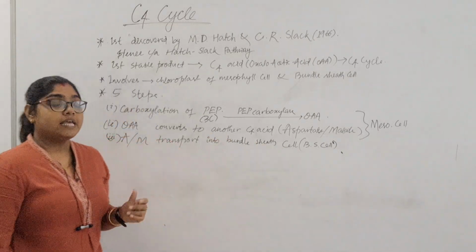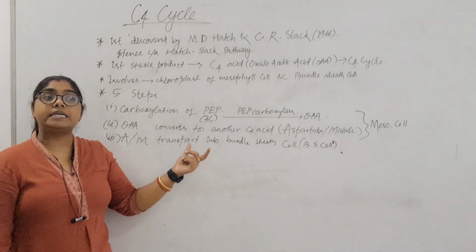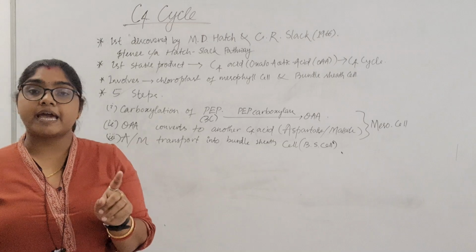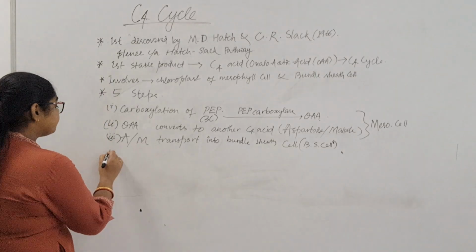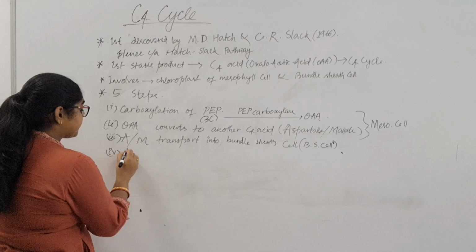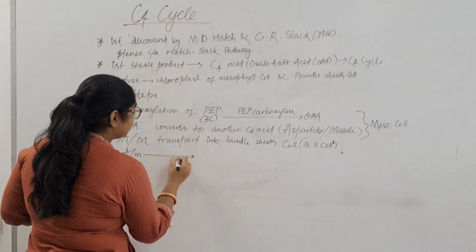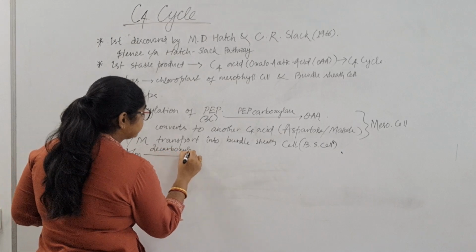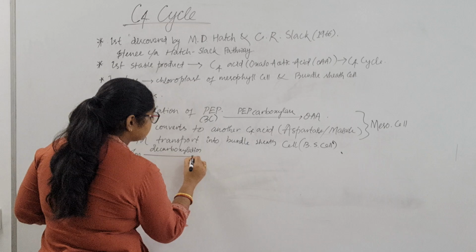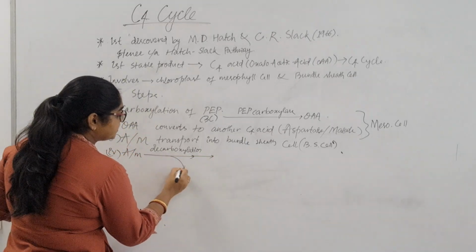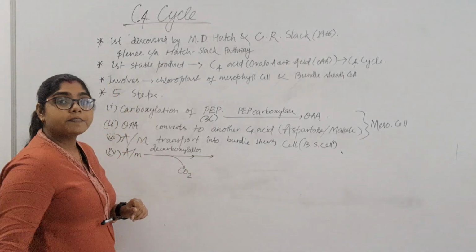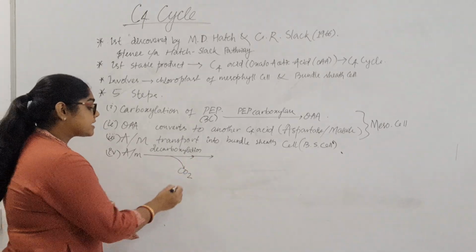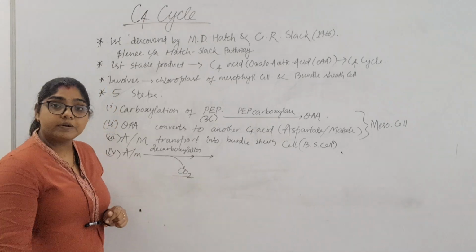In the bundle sheath cell, the C4 acid will undergo a decarboxylation process to produce a secondary carbon dioxide. In the fourth step, this aspartate or malate undergoes decarboxylation, which means it releases 1 carbon dioxide. This carbon dioxide is known as secondary carbon dioxide.